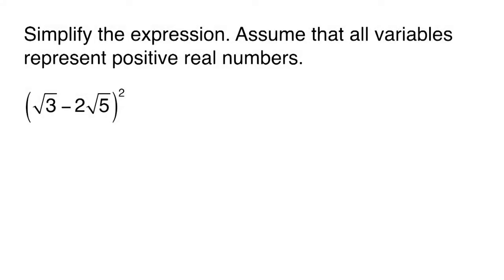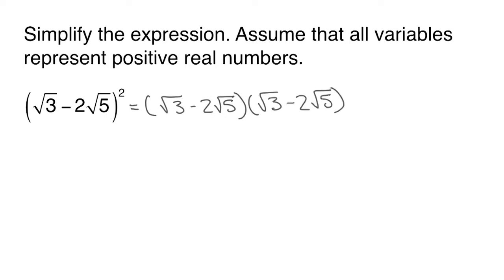Simplify the expression. Assume that all variables represent positive real numbers. The square root of 3 minus 2 times the square root of 5, all squared. To simplify, we'll write this as the square root of 3 minus 2 times the square root of 5 times the square root of 3 minus 2 times the square root of 5. And now we can use FOIL in order to multiply.